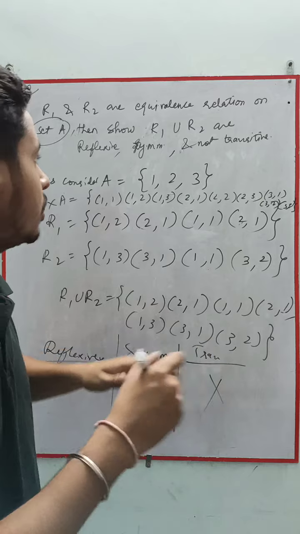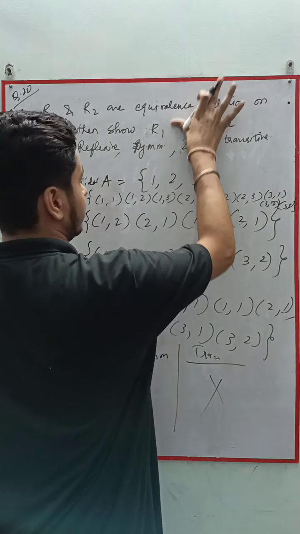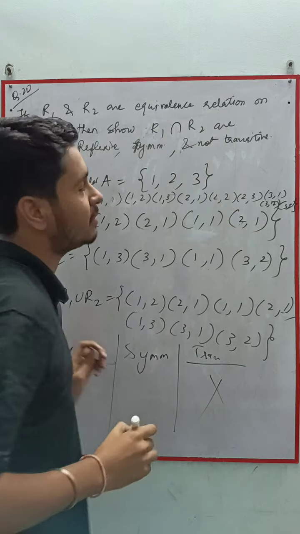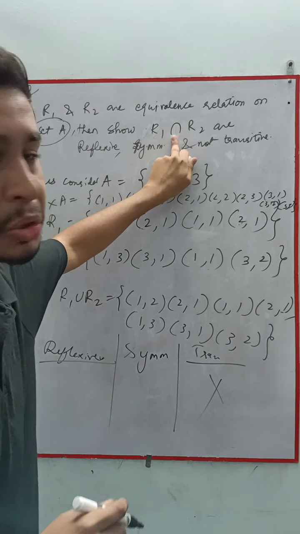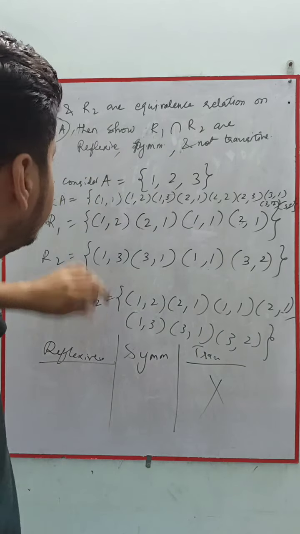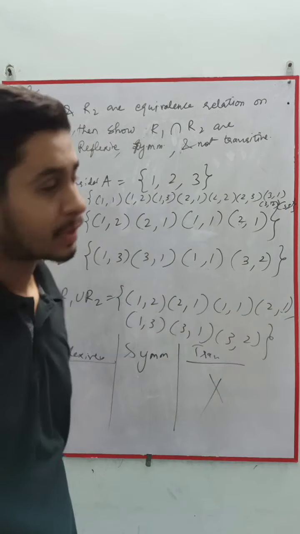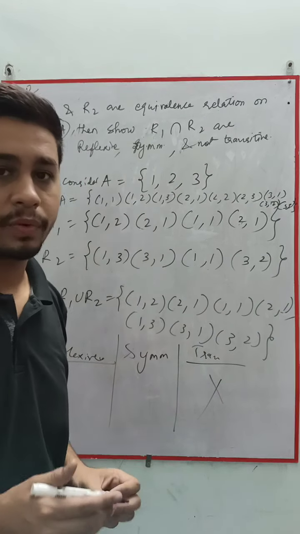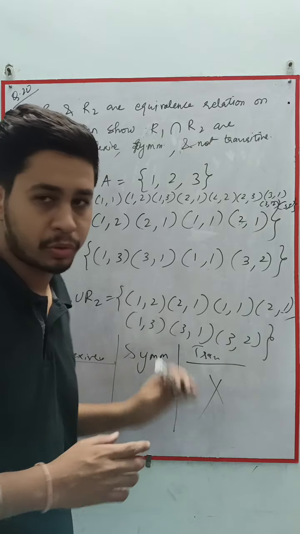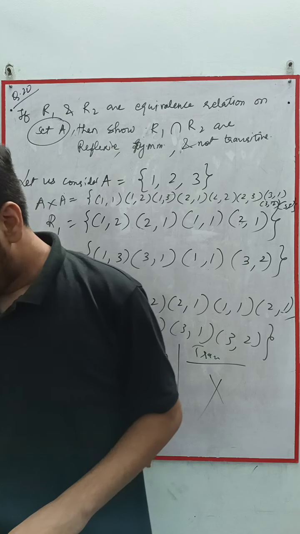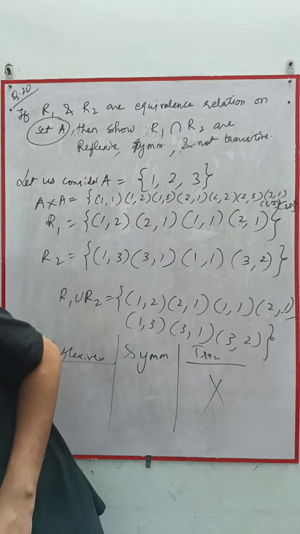Now you have one more question. If I replace this R1 with this R2, if I say this is the union one, now you need to tell me, is it reflexive, symmetric and transitive, all the three? Okay, so this will be the homework for you. So you have to do this. Okay, now let's come to the next question.